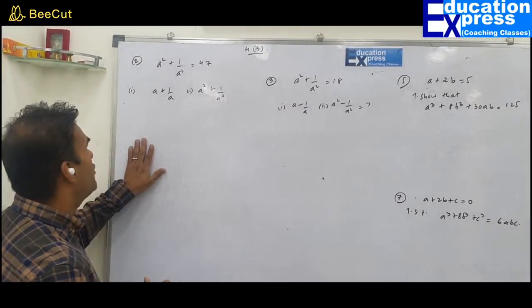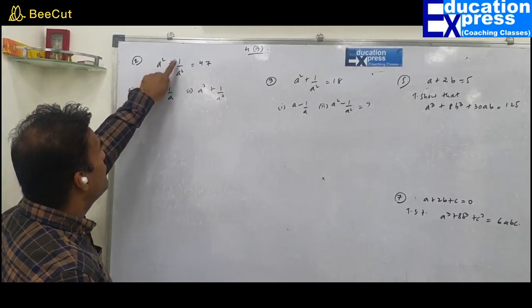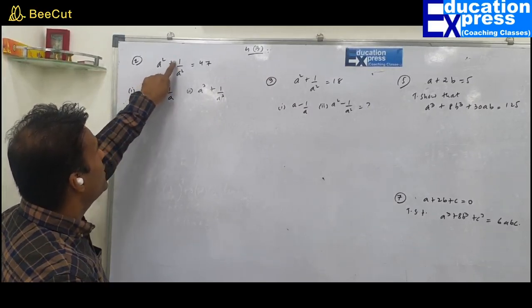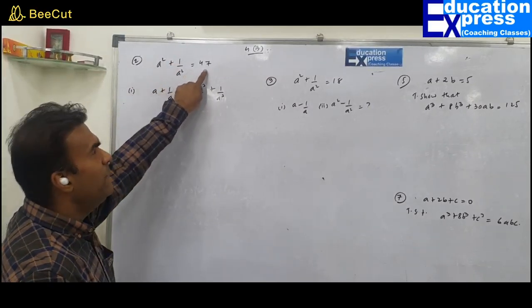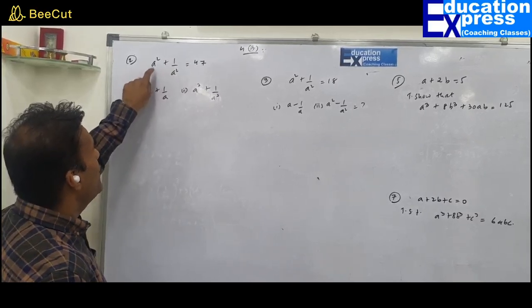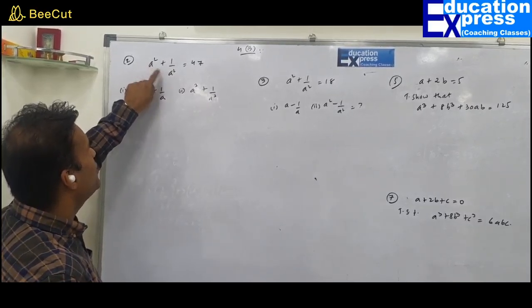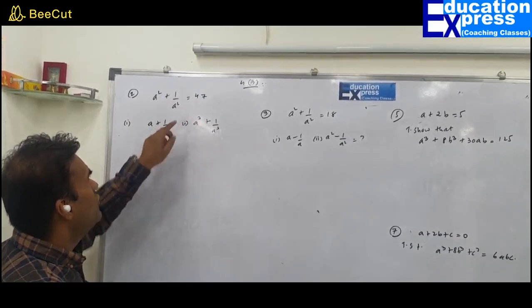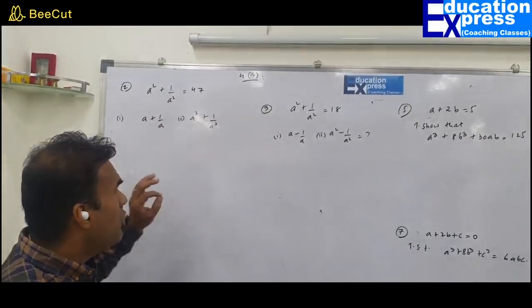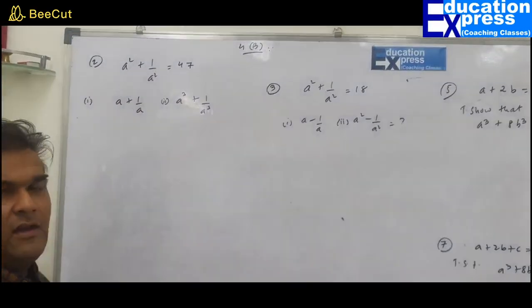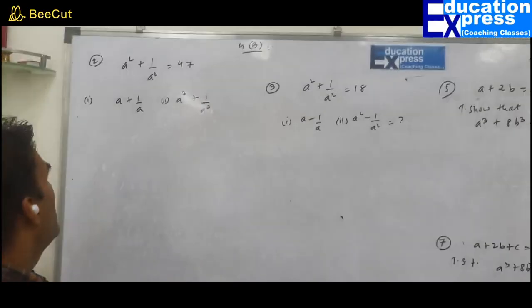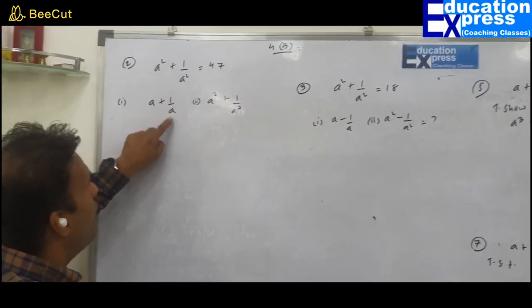See, understand the nature of the question first. a square plus 1 upon a square equals 47. They have given you the data in square terms. So one thing is sure: in your answer, somewhere a square will get involved. What do you have to find? a plus 1 upon a.